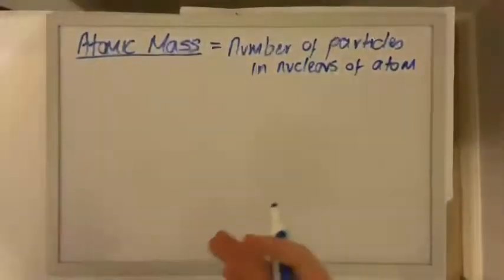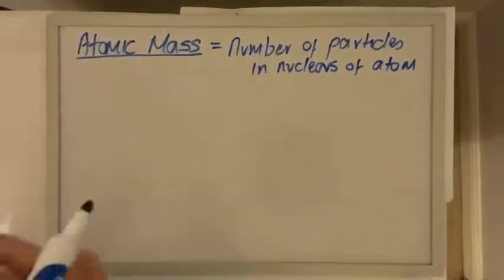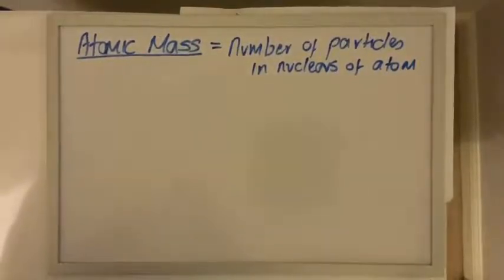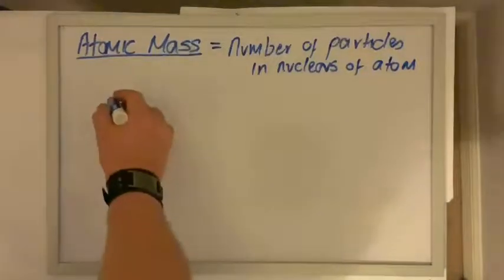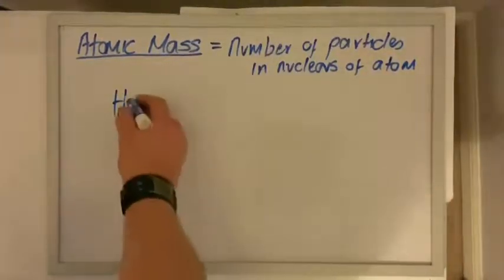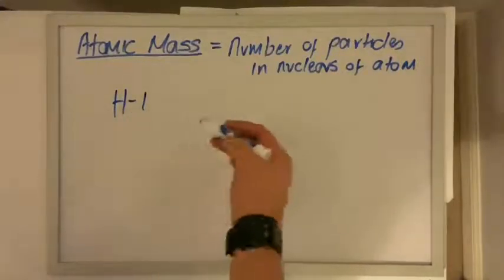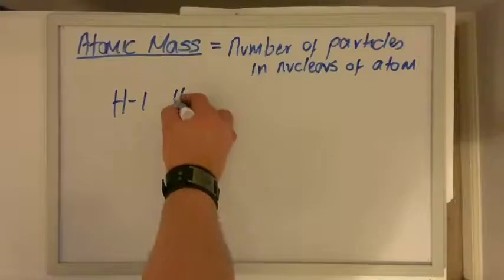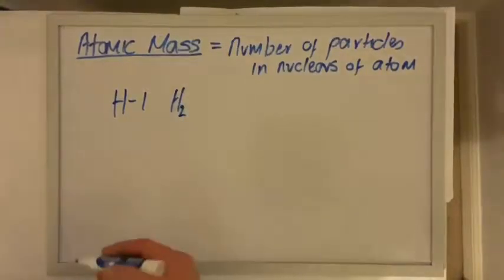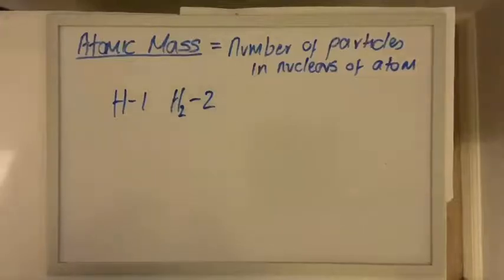Atomic mass. As we already know, the atomic mass of an atom is the number of particles, protons and neutrons, that are present in the nucleus of the atom. Therefore, hydrogen, which has one proton and no neutrons, has a mass of 1. If we've got gaseous hydrogen, H2, that will obviously therefore have a mass of 2 protons.